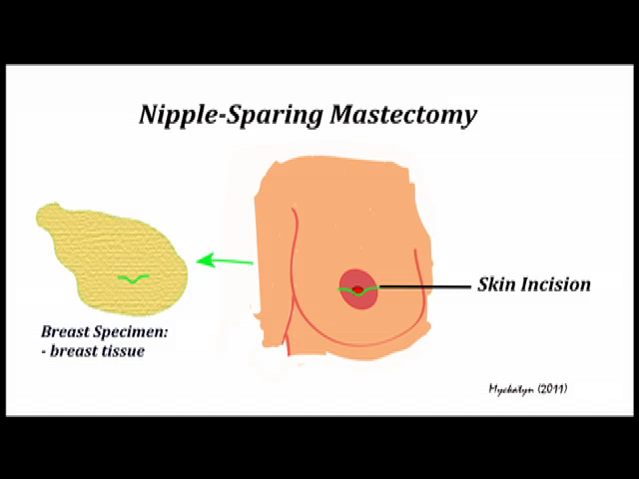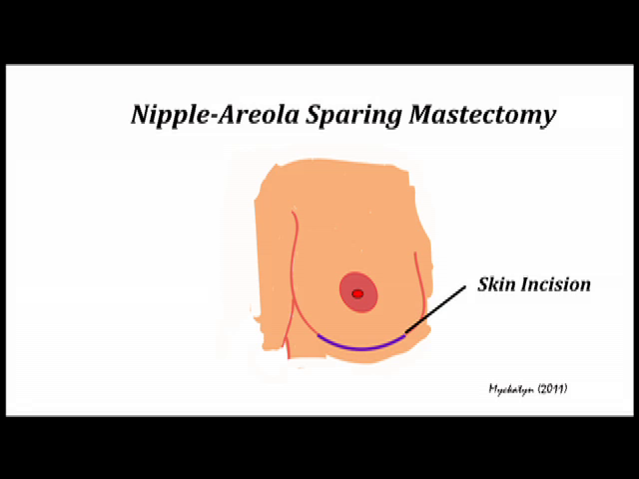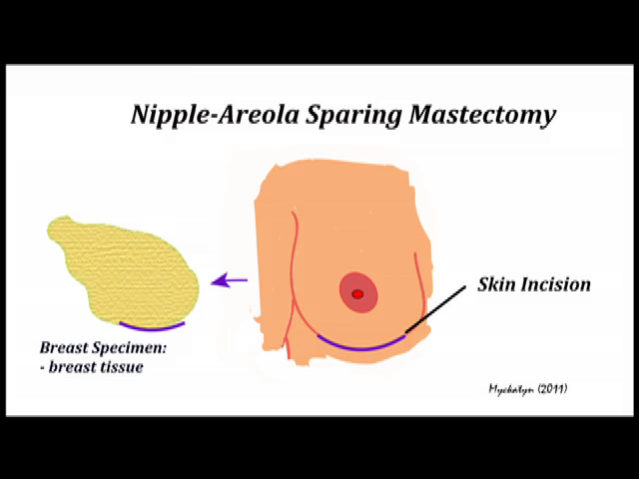In other patients, a nipple areola sparing mastectomy can be performed, and in this case, the incision is typically made underneath the breast crease. In this case, the nipple and the areola are left untouched, and all of the breast skin is left.